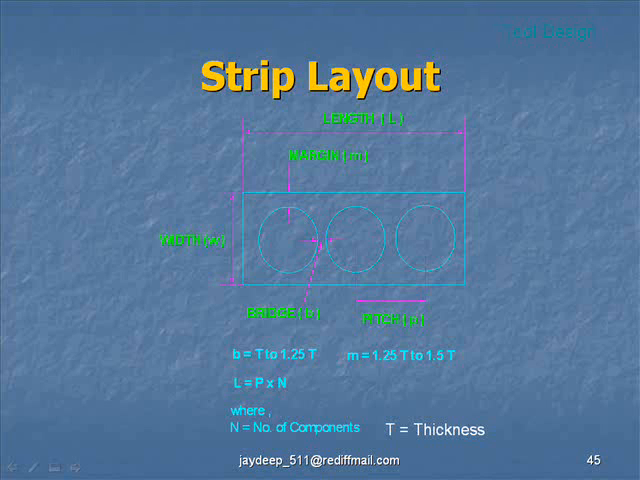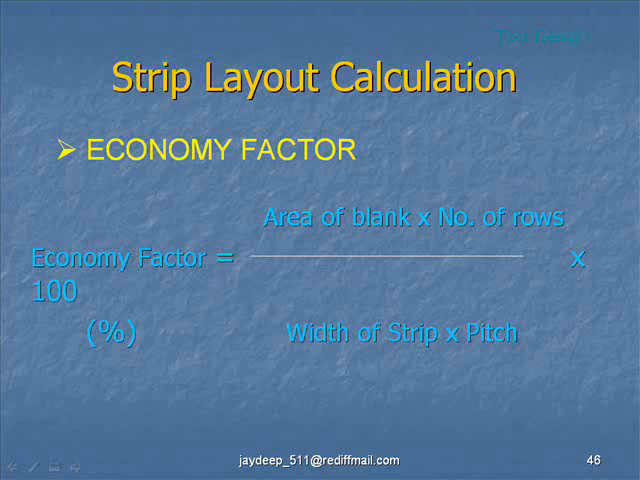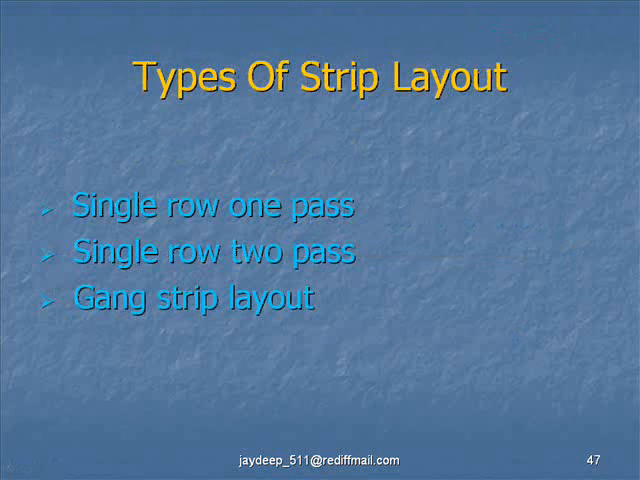Strip layout. Strip layout calculation, economy factor. Economy factor is equal to area of blank times number of rows, upon width of strip times pitch, multiplied by 100. Types of strip layout: single row 1 pass, single row 2 pass, gang strip layout.